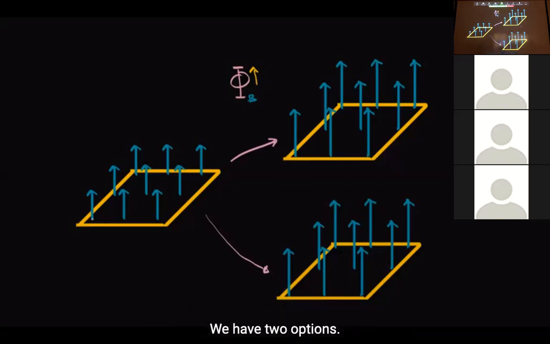We have two options. The current could go in the clockwise direction, or it could go in the counterclockwise direction. So which of these two do you think the current will actually go in? Let's think a little bit about it.